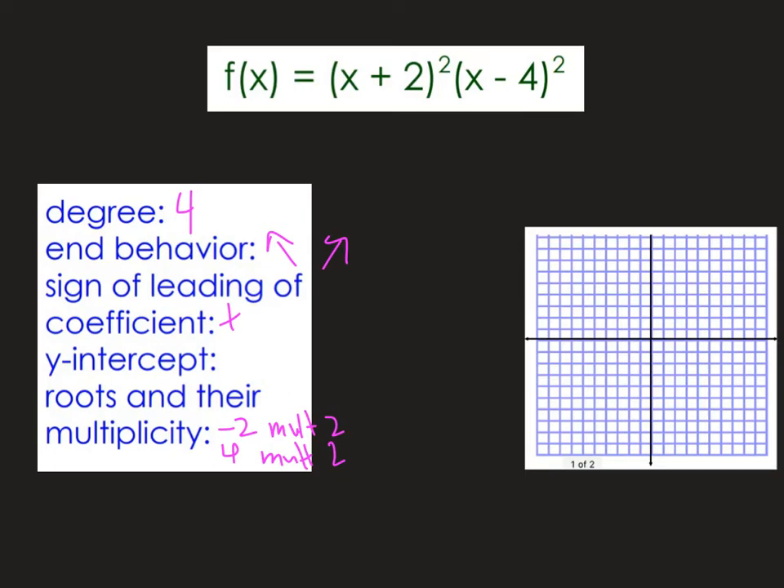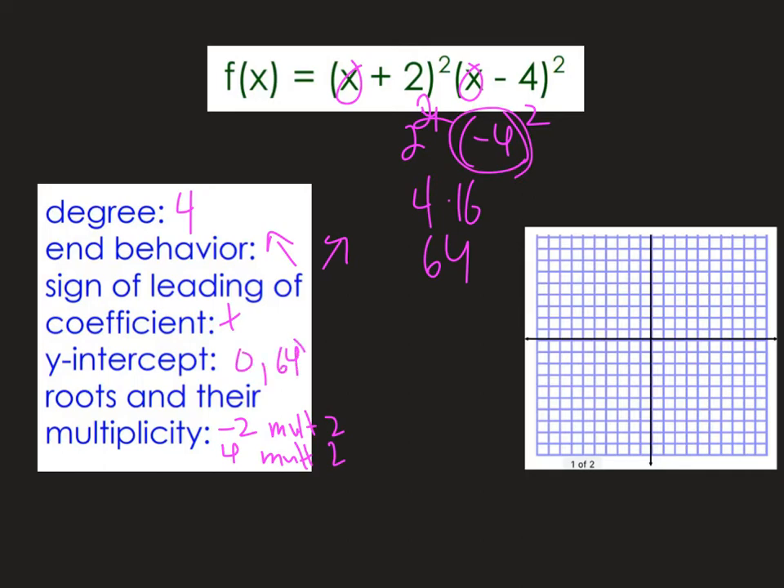put a 0 in for x and x. That's going to be 2 squared and negative 4 squared, which is, 2 squared. Sorry, I had 4 in the brain. So that's going to be 4 times 16, which is positive 64. Don't forget, negative times a negative is positive, and that's going to be 0, 64.